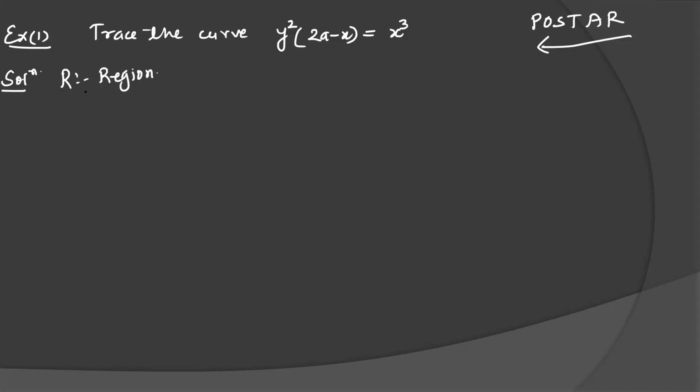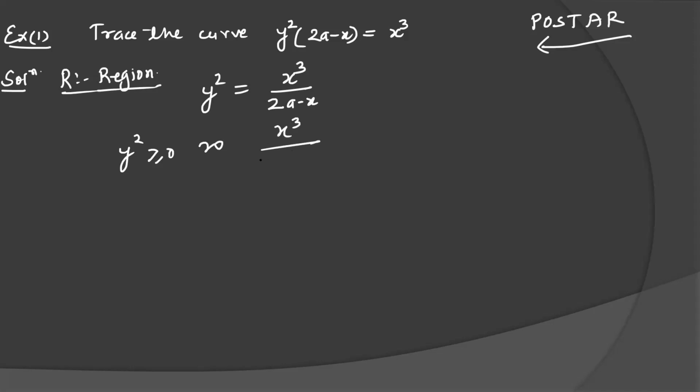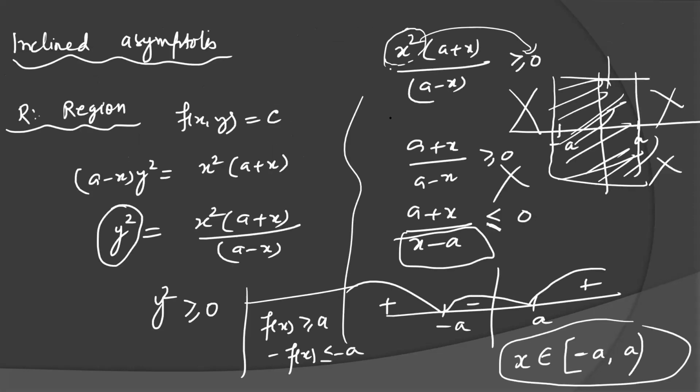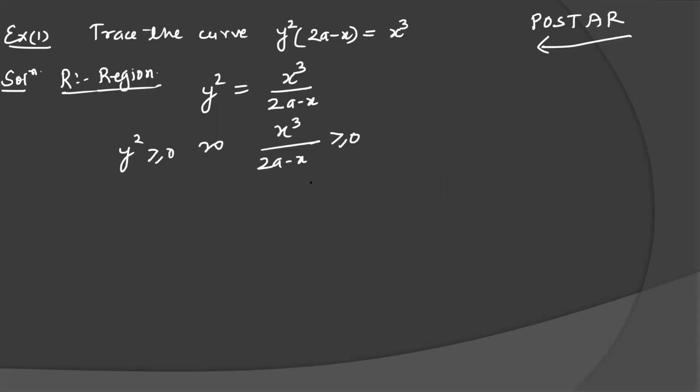Region. Okay. So y square equal to x cube over 2a minus x. Y square is greater than or equal to 0, so x cube over 2a minus x is greater than or equal to 0. Here with x cube you cannot comment that it will be greater than 0. In x square you can make that comment, but in x cube you cannot. Here the x coefficient is negative, so we will take the minus sign outside and multiply on the right hand side. So the inequality is going to be less than or equal to 0.